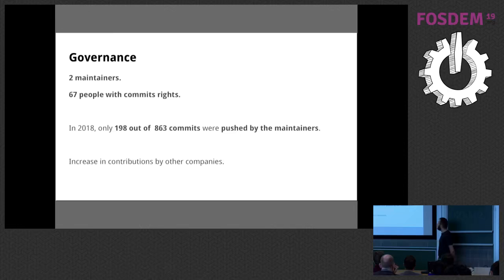So as for some statistics, in 2018, less than 200 patches out of 860 were pushed by the maintainers. Everything else was pushed by people having commit rights and cross-reviewing that stuff. And this model is working quite well. So we tried to model ourselves after i915, and now DRM also has two maintainers and a lot of people doing stuff.